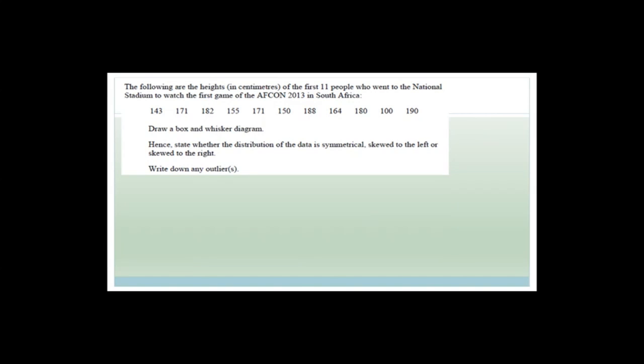Okay, so now it says the following are heights in centimeters of the first 11 people who went to the national stadium to watch the first game of AFCON 2013 South Africa.